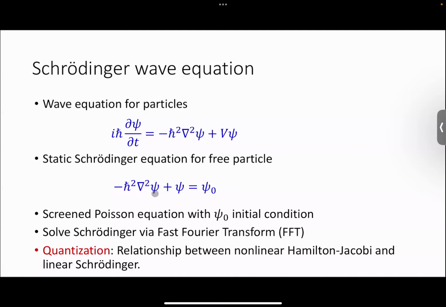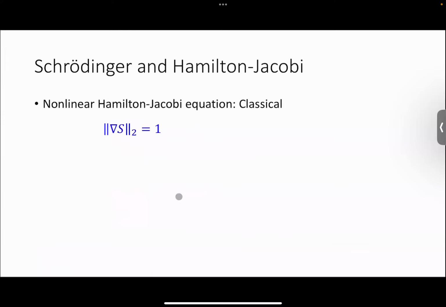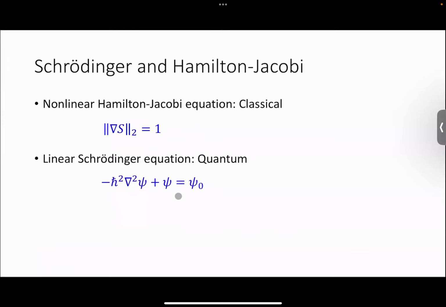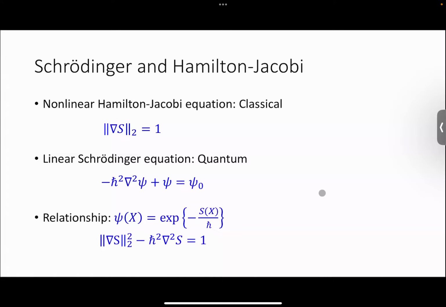The payoff is that we will connect this Schrodinger equation back to the Hamilton-Jacobi equation that we started with a couple of slides ago. So what is the relationship? If you start with grad S equals one, and you write down minus h cross squared del squared psi plus psi equals psi naught, then if you set psi of x equal to e to the minus S over h cross, where I'm deliberately abusing notation and using the same S as in the Hamilton-Jacobi equation, and substitute it into the differential equation, you end up getting the magnitude squared of the gradient, grad S squared, minus h cross squared del squared S equals 1, which tends to grad S equals 1 as h cross tends to 0.